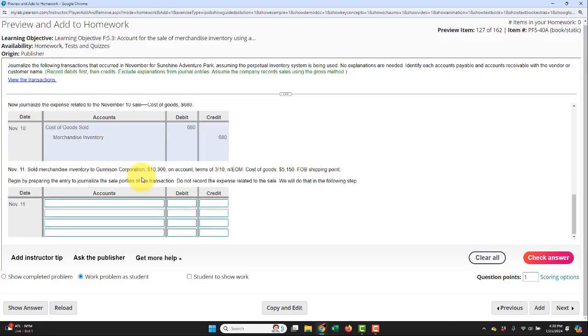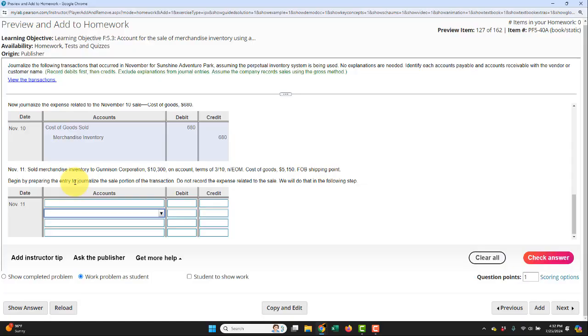So this next transaction is another sales transaction. It's a little more complicated because we're selling the items on account. So you can see here we've offered some credit terms, 310. So a 3% discount if they pay within 10 days or net end of month. And then we have the cost of goods sold. And then we have some information about the shipping point here. Okay, so basically the shipping terms.